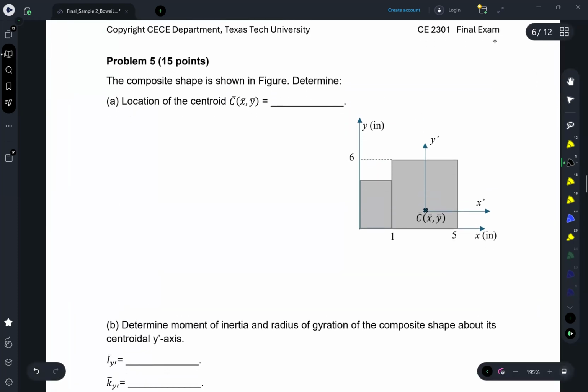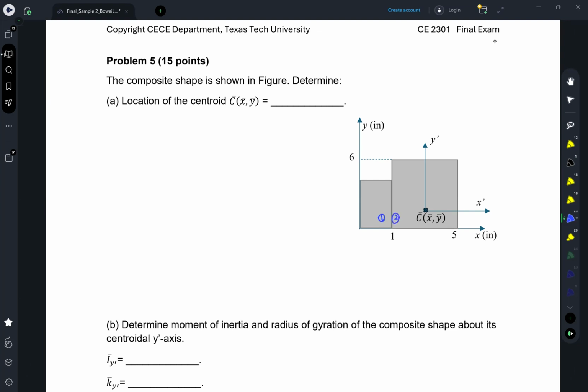So first, the location of the centroid of the area. Well, how can we approach that? We know that the coordinate of the centroid of the composite area is a weighted average of the coordinates of the centroid of each part, right? So we first divide the area into regular parts. It is composed of two rectangles, right? Actually, it's rectangle 1 and rectangle 2.